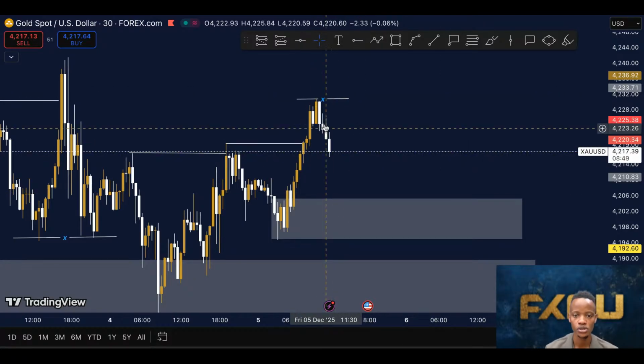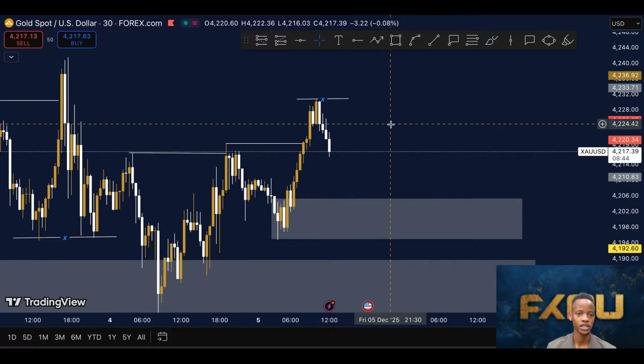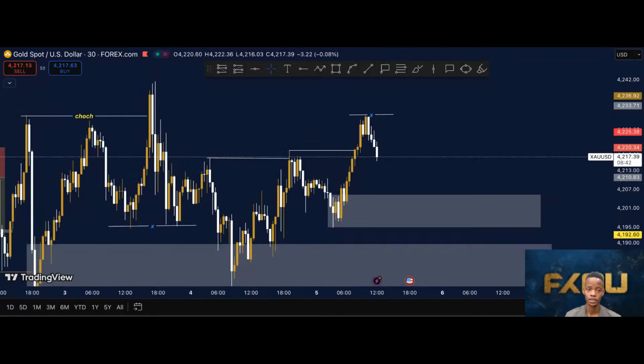So we wanted to catch this retracement move. We haven't got a confirmation yet. So I don't want to rush stuff. I would personally wait for my setup to come to me.